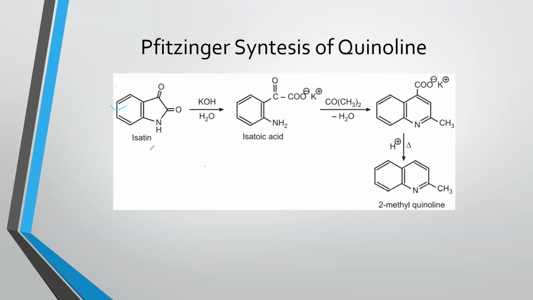Dobner-Miller. Yes, very good. It's a Dobner-Miller, right? So in case of Pfitzinger synthesis, what happens is that isatin, this starting material, this compound, is known as isatin.